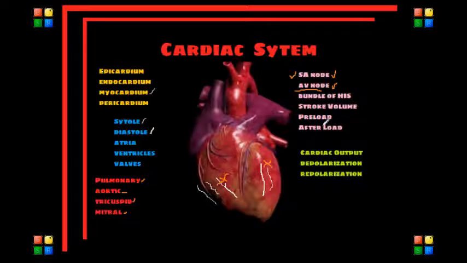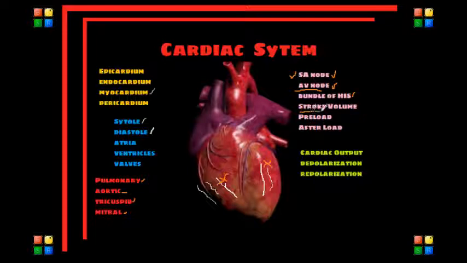Okay, now let's talk about the bundle of His, right? The bundle of His are specialized muscle fibers in the septum that carry the impulses to the Purkinje fibers, right? And this is where it terminates and results in the contraction of the muscle, and basically helps with the contraction of the heart. Okay?